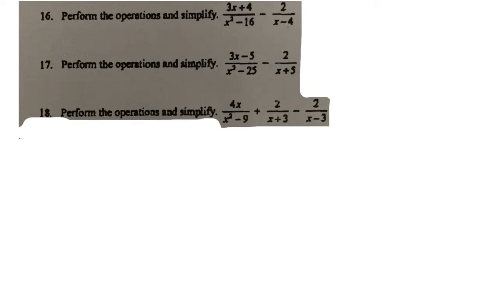Okay, number 16. Perform the operation, which here is subtraction. So to subtract, you need a common denominator. So we're going to factor x squared minus 16, and that's (x plus 4)(x minus 4). And since the second fraction has an x minus 4, we need to multiply it by x plus 4, so the denominators will be the same.